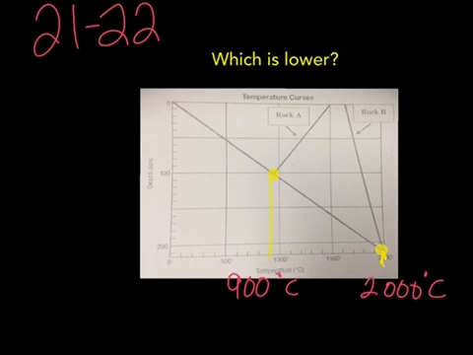So a question is coming up. Which is a lower melting temperature? The lower one is 900 degrees Celsius. So which rock has the lowest melting point? It is rock A because it melts at 900 degrees. For rock B, we'd have to bring it all the way up to 2,000 degrees to get it to melt.